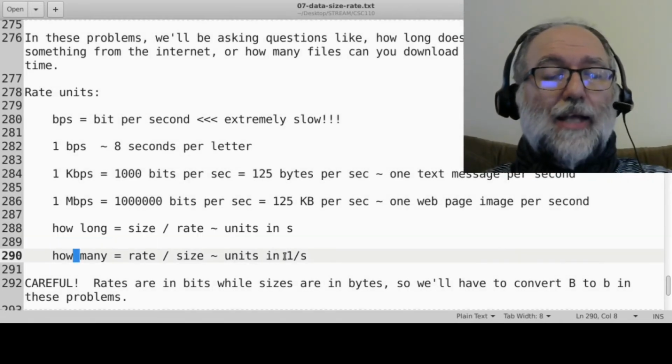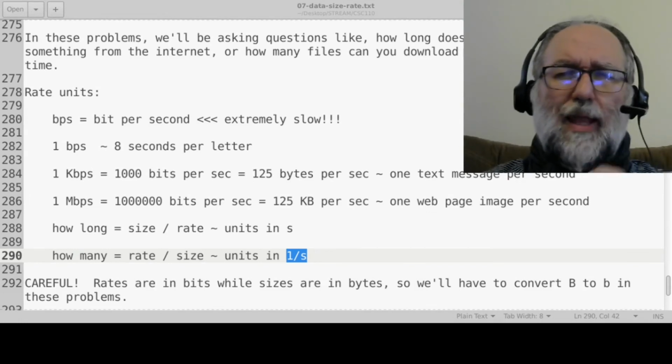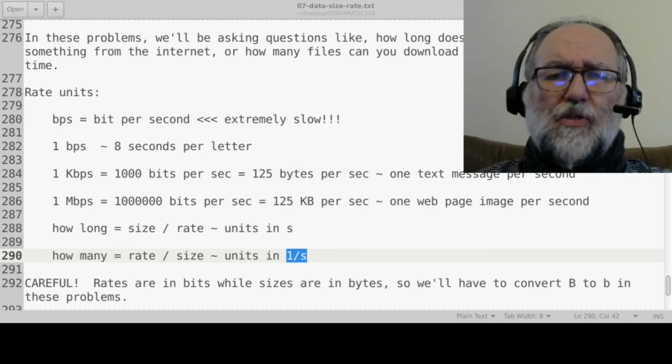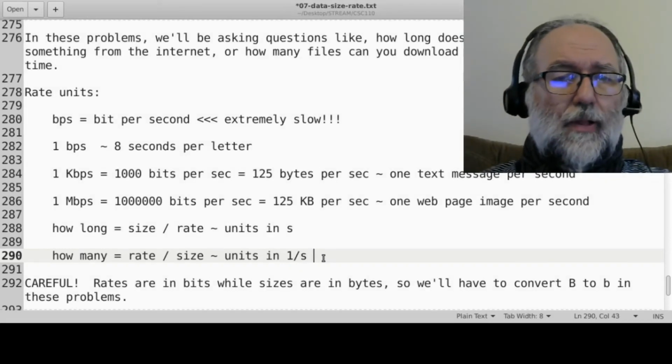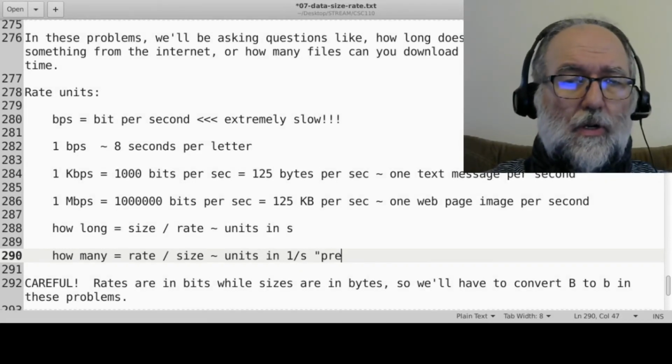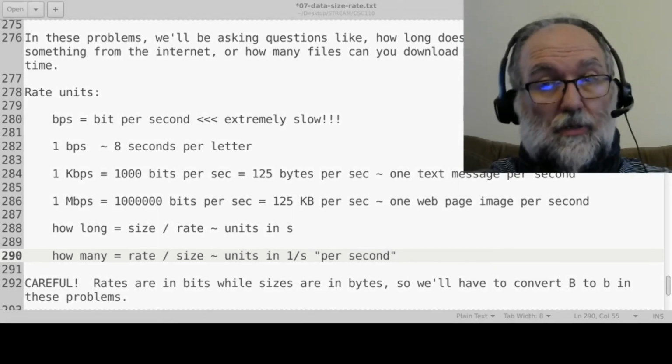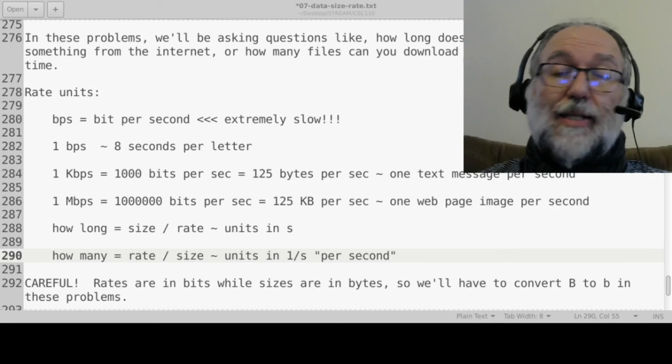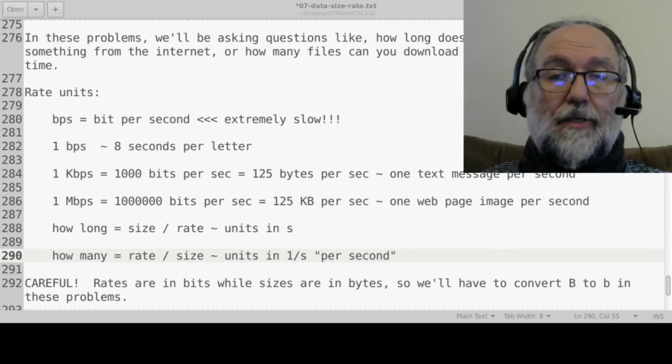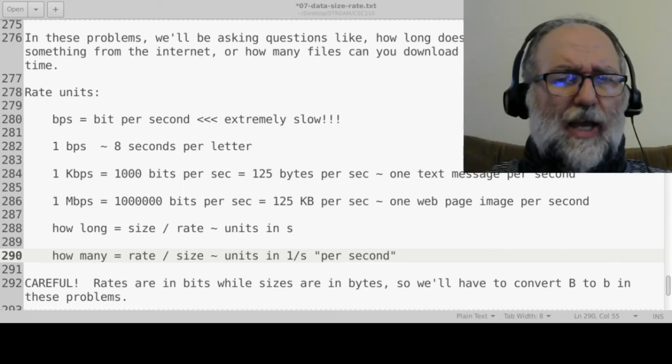And for the how many, you'll actually get units, and they'll look weird because it'll be like per second. You'll go, well, what does it mean per second? Maybe I should just write that down here. That's read per second. And you mean, what is that? Well, you might want to change that unit too, but that's how many files you download per second. And it could be a fraction of a file, as we'll see. So there's two types of units here.